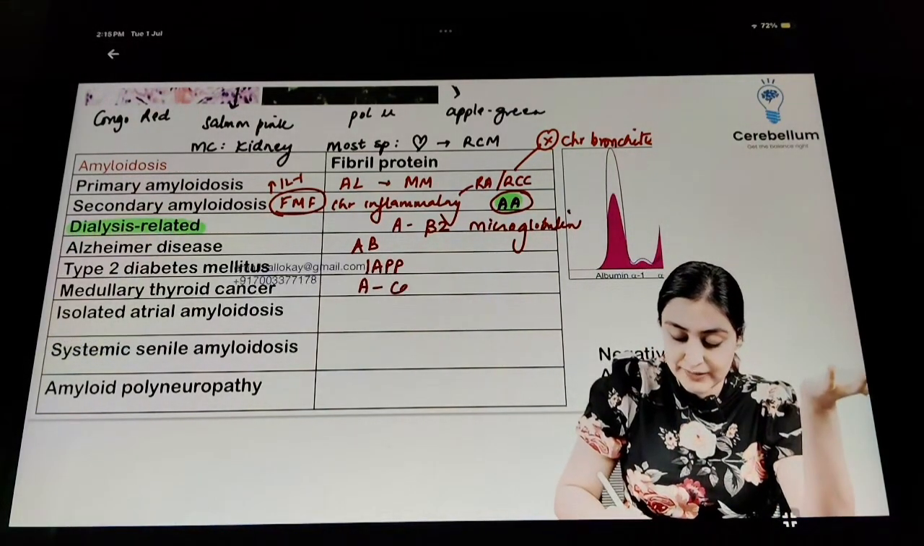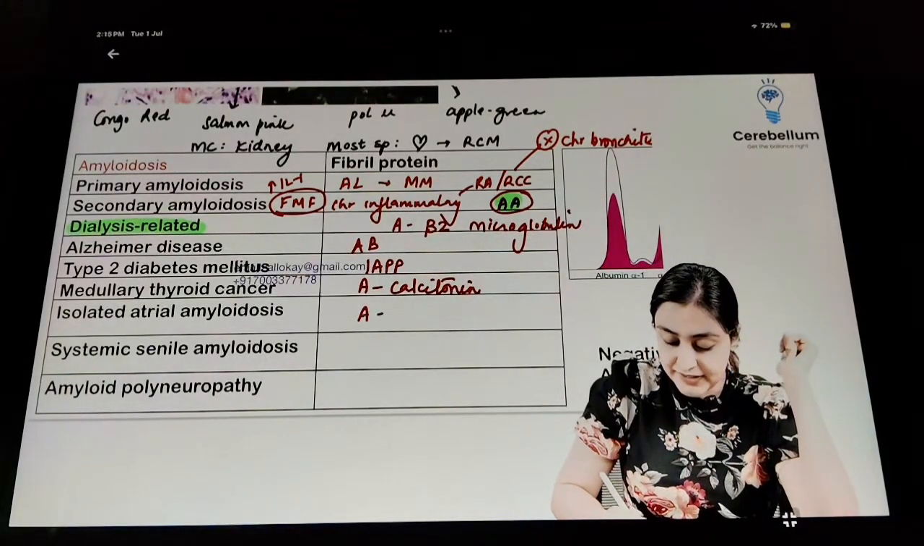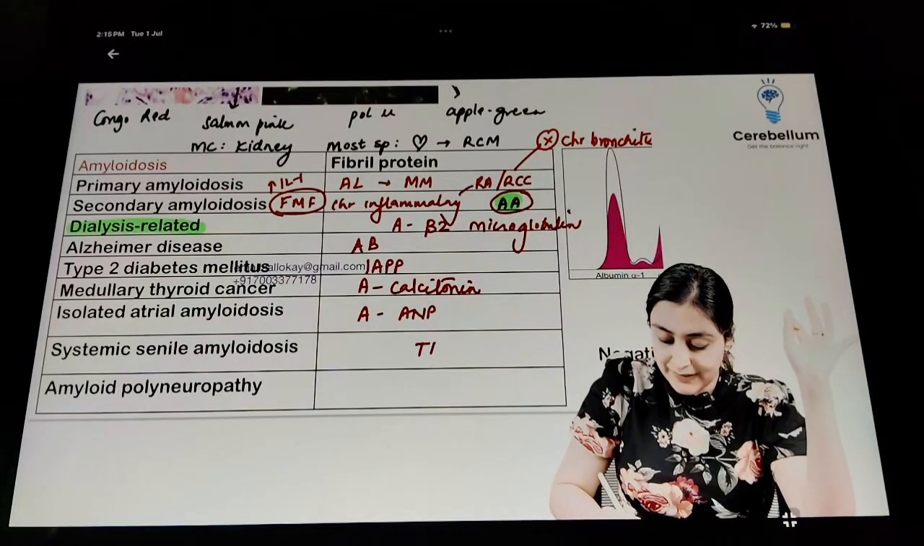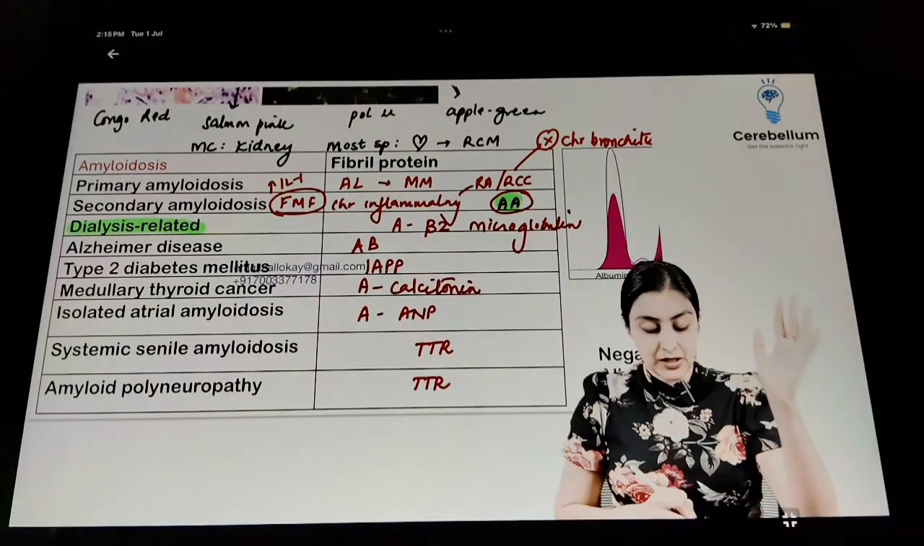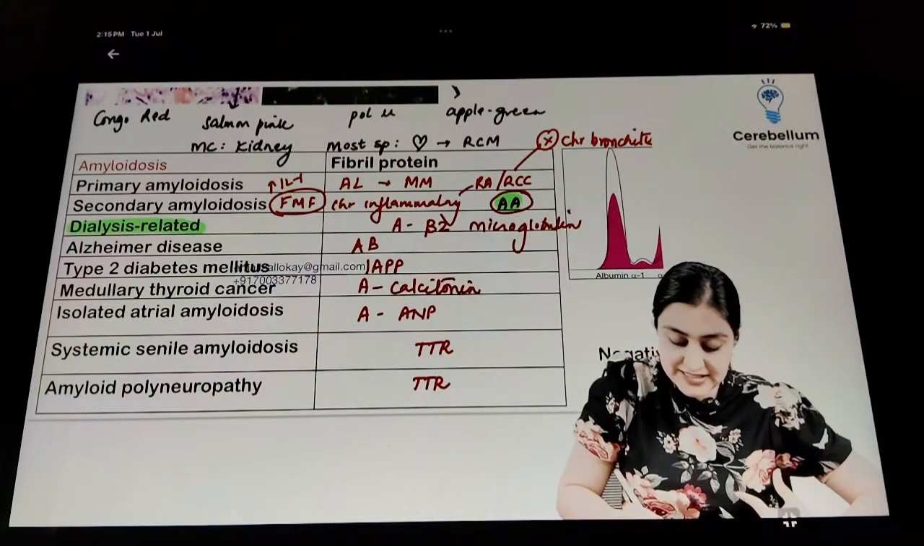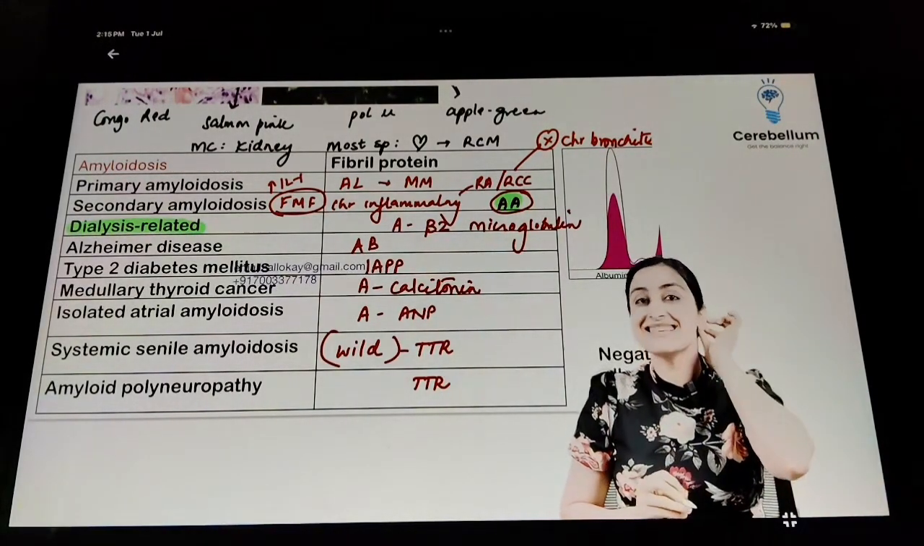Medullary thyroid CA, what's the tumor marker? It's calcitonin. So here, amyloid of calcitonin is formed. Isolated atrial amyloidosis: the atria produce atrial natriuretic peptide, so that's ANP here. Now, there are two amyloid forms of transthyretin. In senile amyloidosis, when an old person becomes very old, what do we say? We say that this old man has become very senile. Remember that wild-type TTR is senile amyloidosis.